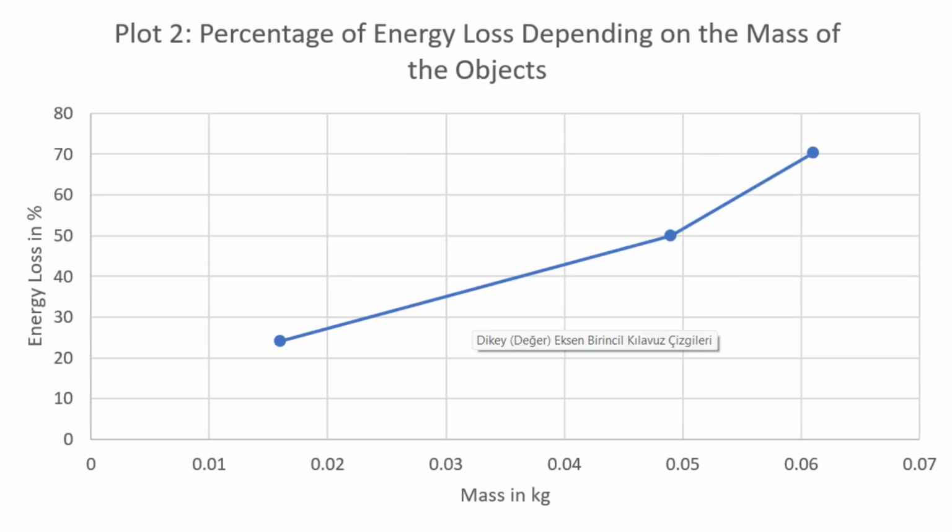On the other hand, if we take one spring and change the mass, as I increased the mass of the object from 16 grams to 61 grams, the energy loss increased dramatically. You can see here that for the heaviest object, the energy loss reached nearly 80%. This confirms that the kinetic friction force, which depends on the normal force, is the primary cause of energy dissipation.